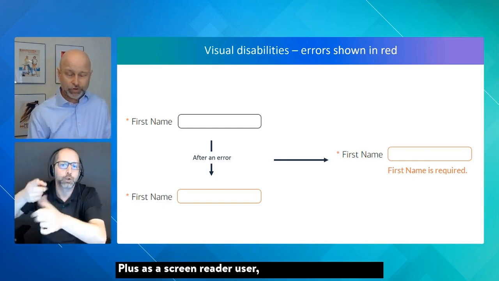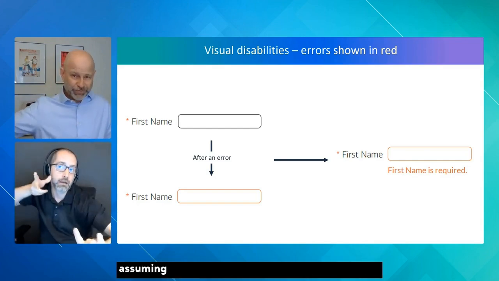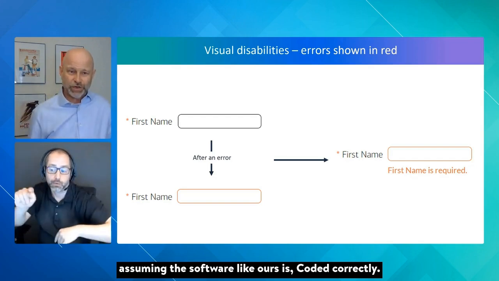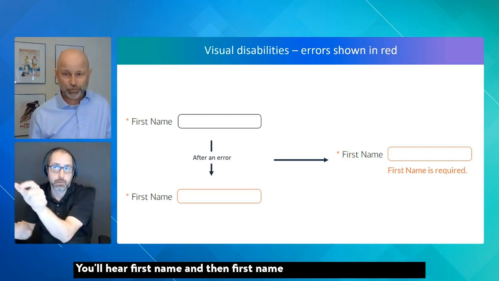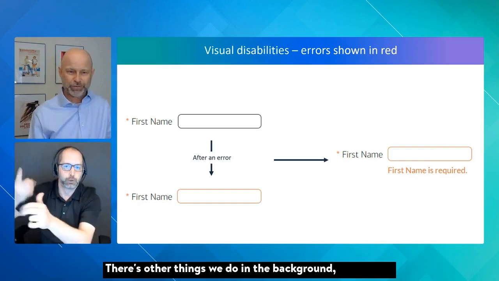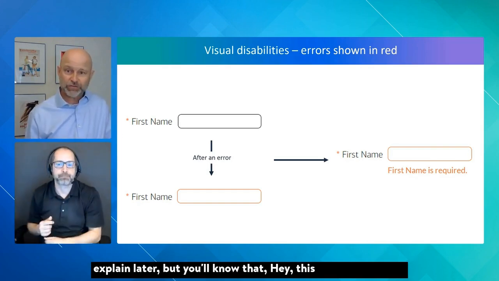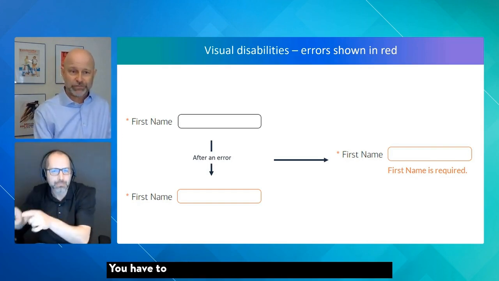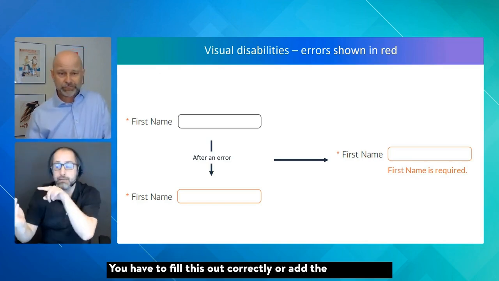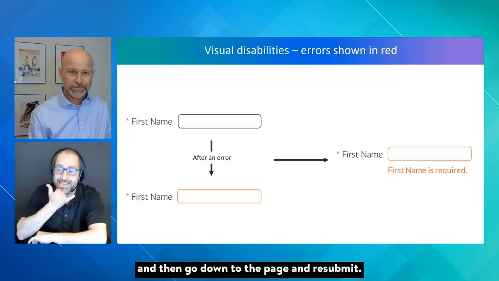Plus, as a screen reader user, when they tab through, assuming software like ours is coded correctly, you'll hear "first name," and then "first name is required" to let you know. There are other things we do in the background, which we'll explain later, but you'll know that this field has an error. You've made a mistake. You have to fill this out correctly or add the information and then go down to the page and resubmit.